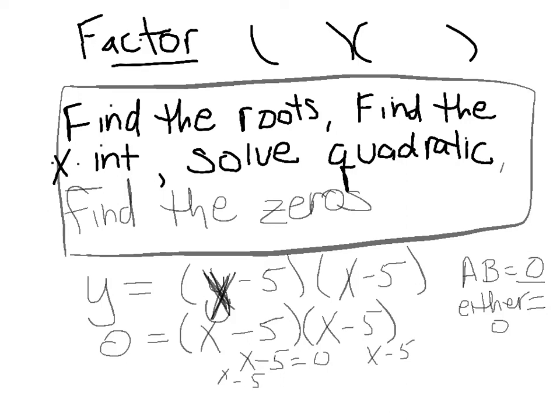Since I have the same term over here, if I set this one to equal 0, I'll get the same thing. So the roots of this equation, or the x-intercepts, or to solve it, or to find the zeros, this would be 5. What does that mean? That means if I graph this quadratic at x equals 5, it would just touch that line at that point.